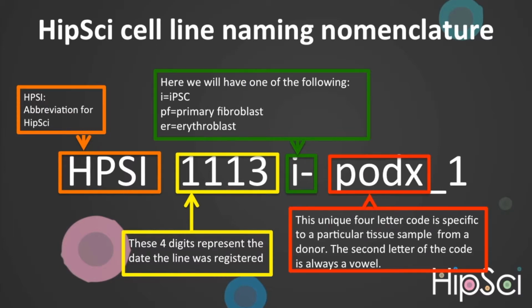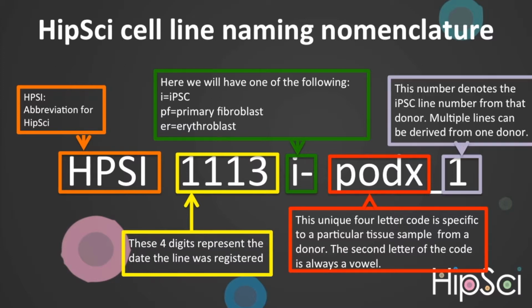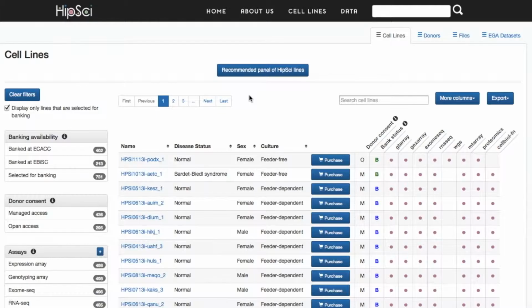The following unique four-letter code is specific to a particular tissue sample from a donor. The final number denotes the iPSC line number from that donor. Multiple lines can be derived from one donor. If there is no number here, then it is either a fibroblast or an erythroblast. The next two columns are pretty straightforward. The disease status tells you which one of the 16 cohorts the cell line belongs to, and the sex of the donor from whom this particular cell line was derived.